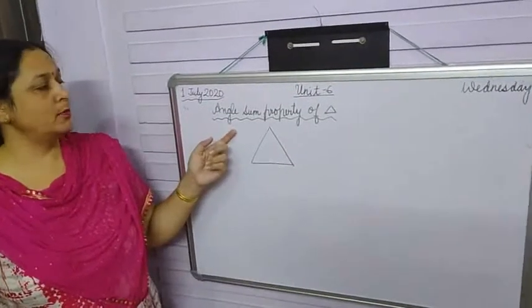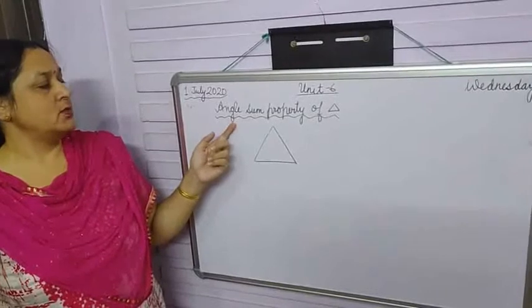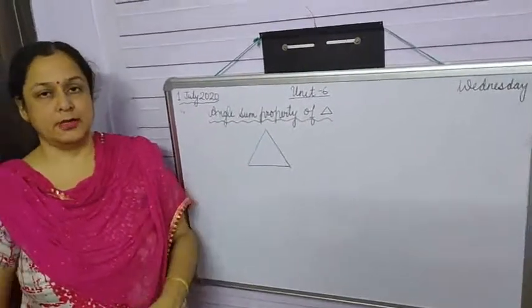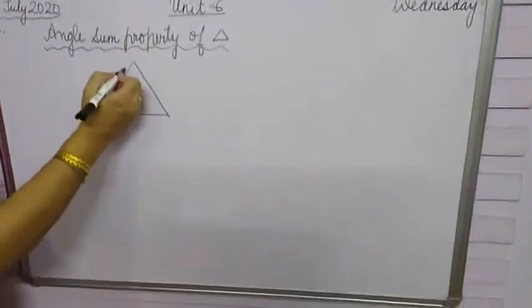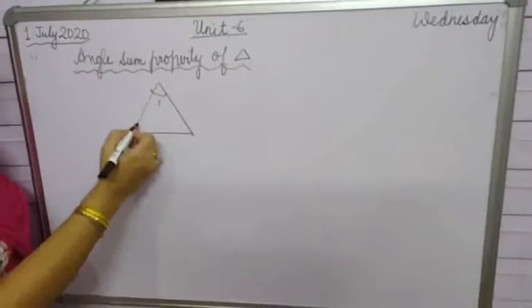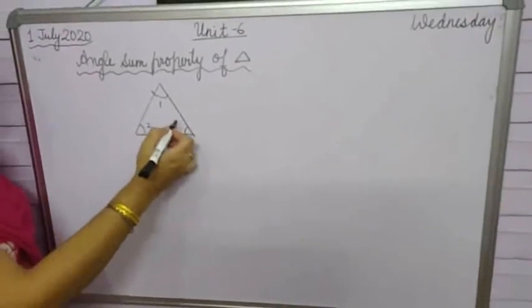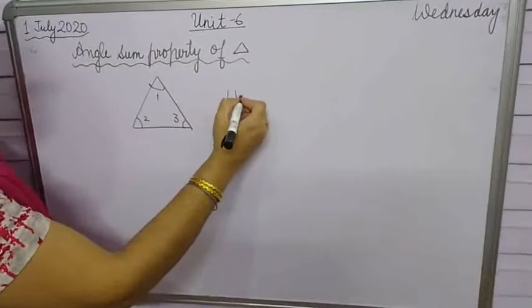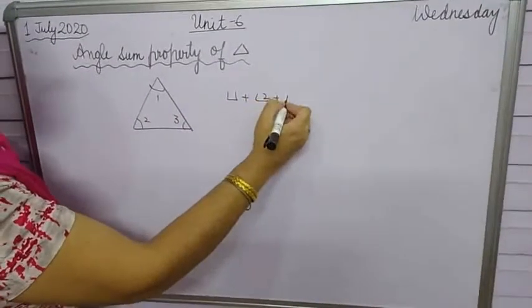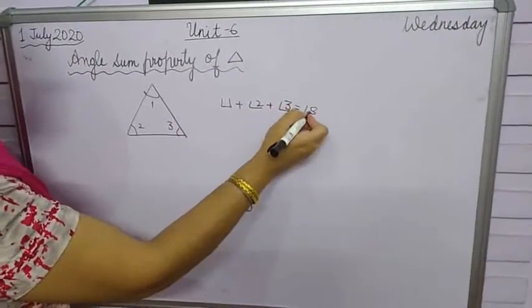Today we are going to discuss exercise 6.2, and before discussing it, we are going to discuss another important property of triangle, and it is known as the angle sum property of triangle. Now what does this property say? That since there are these three angles in a triangle, the sum of these three angles of a triangle is always equal to 180 degrees.